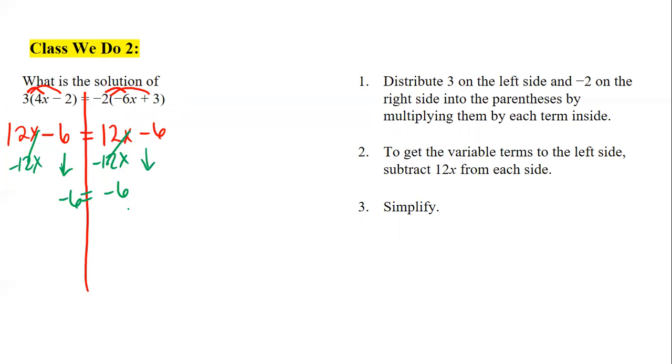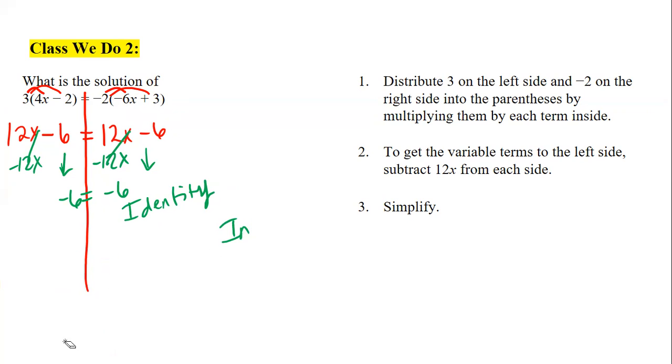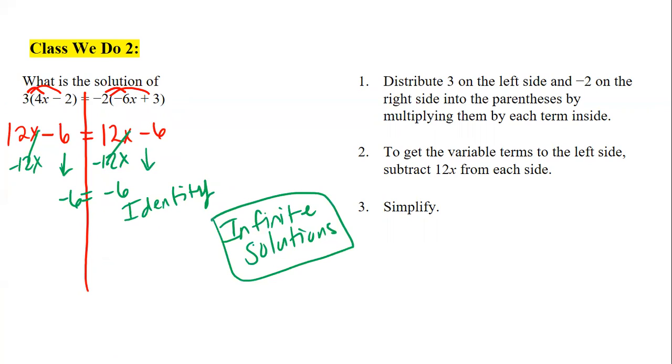Reason being is that I have an identity right here. Something equal to itself, right? So therefore my answer is infinite. That is not how you spell infinite. I know. I could draw the infinity symbol. All right. I'll be a big girl and write it out. Infinite solutions. What that means is x can be anything, and this will always be a true statement. Okay. How do you feel about an identity, infinite solution situation?